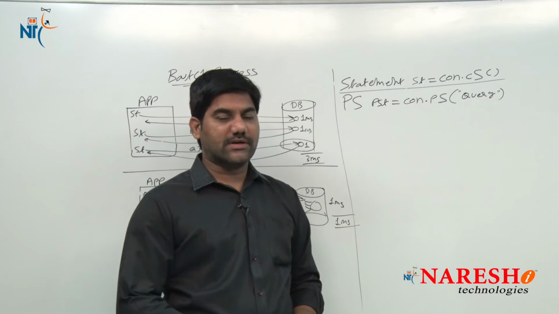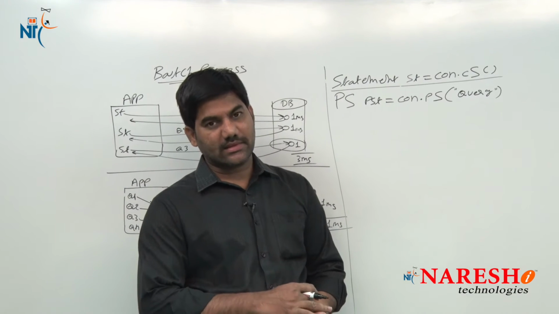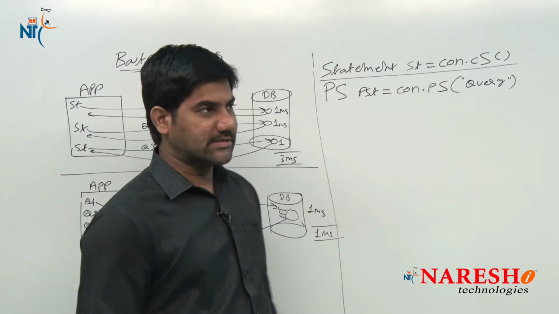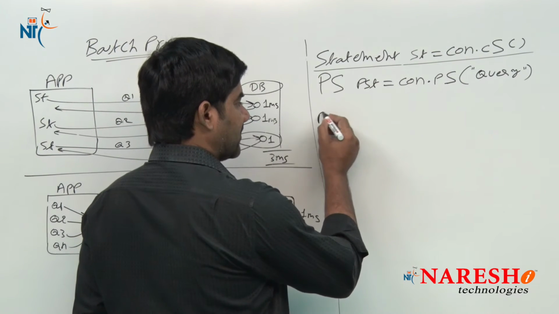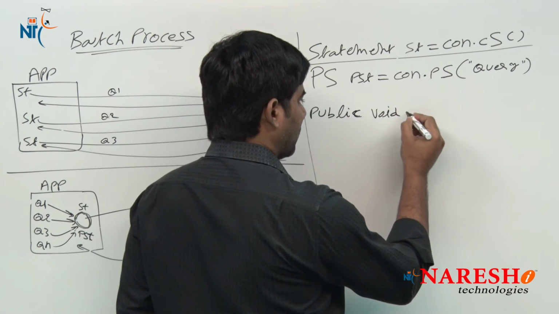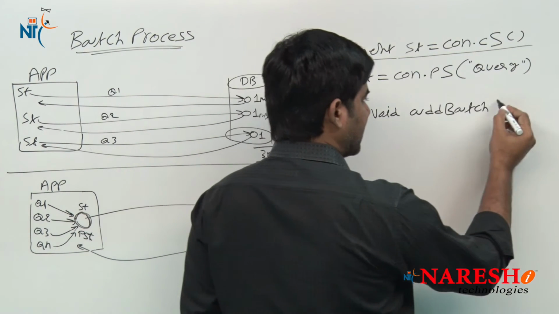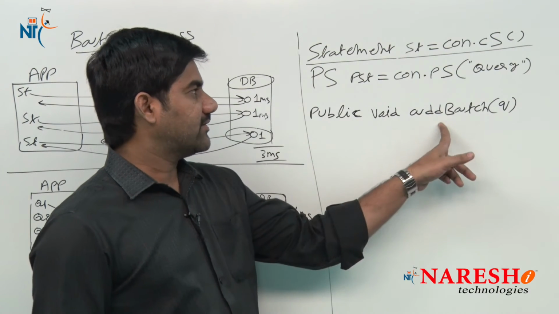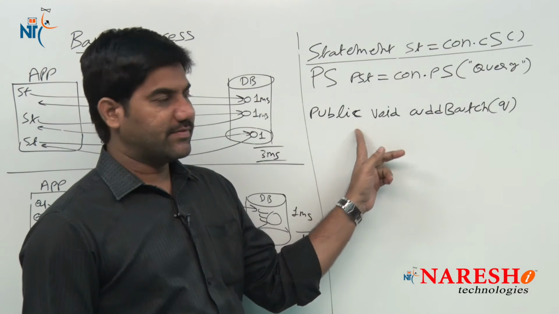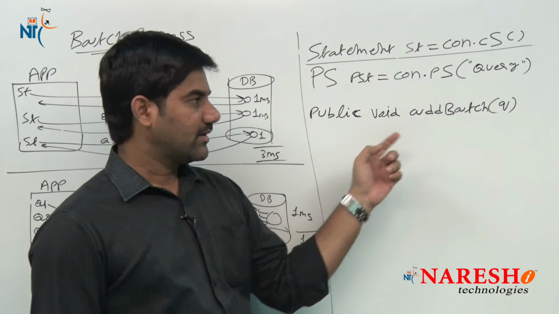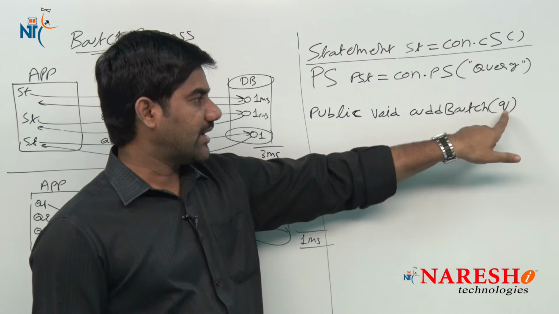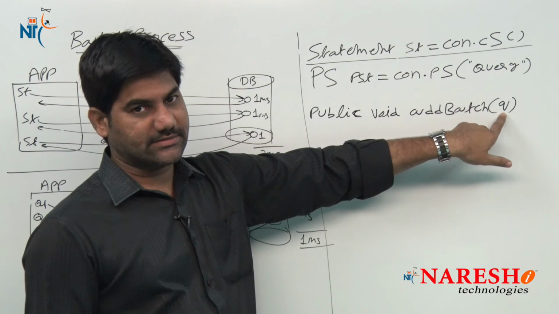First decide what queries you want to execute, and add all those queries into the st object. How can we add them, sir? For that you have one method: public void addBatch followed by a query. This is the first method provided by the Statement. First I am showing the Statement methods. Public method, return type is nothing, method name is addBatch and it takes one query as an argument.